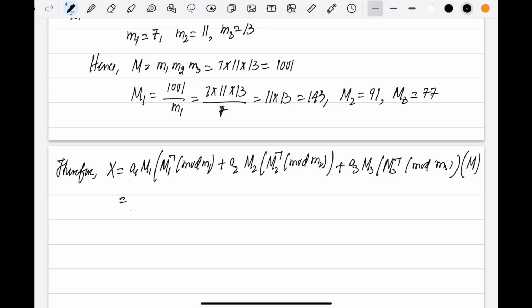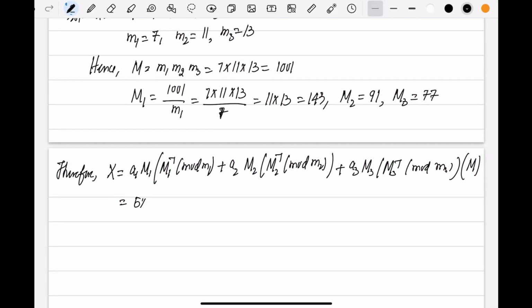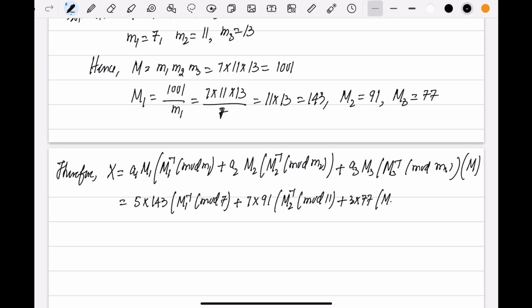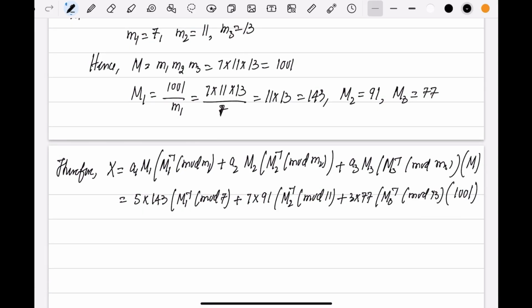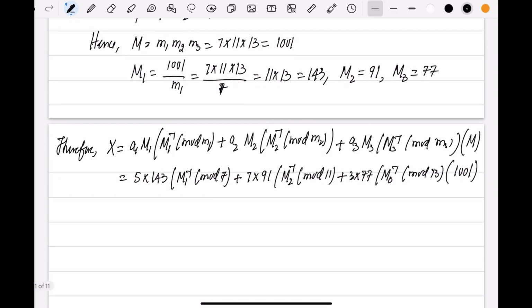Now a1 is 5, m1 is equal to 143. Now m1 inverse modulo small m1, that is 7, then plus a2 is 7 into m2 is 91, and then m2 inverse modulo small m2, that's 11, then third one is 3 into 77, then m3 inverse modulo the third modulus, that is 13, and the whole has to be computed modulo 1001. Okay, now first let's calculate this m1 inverse mod 7.